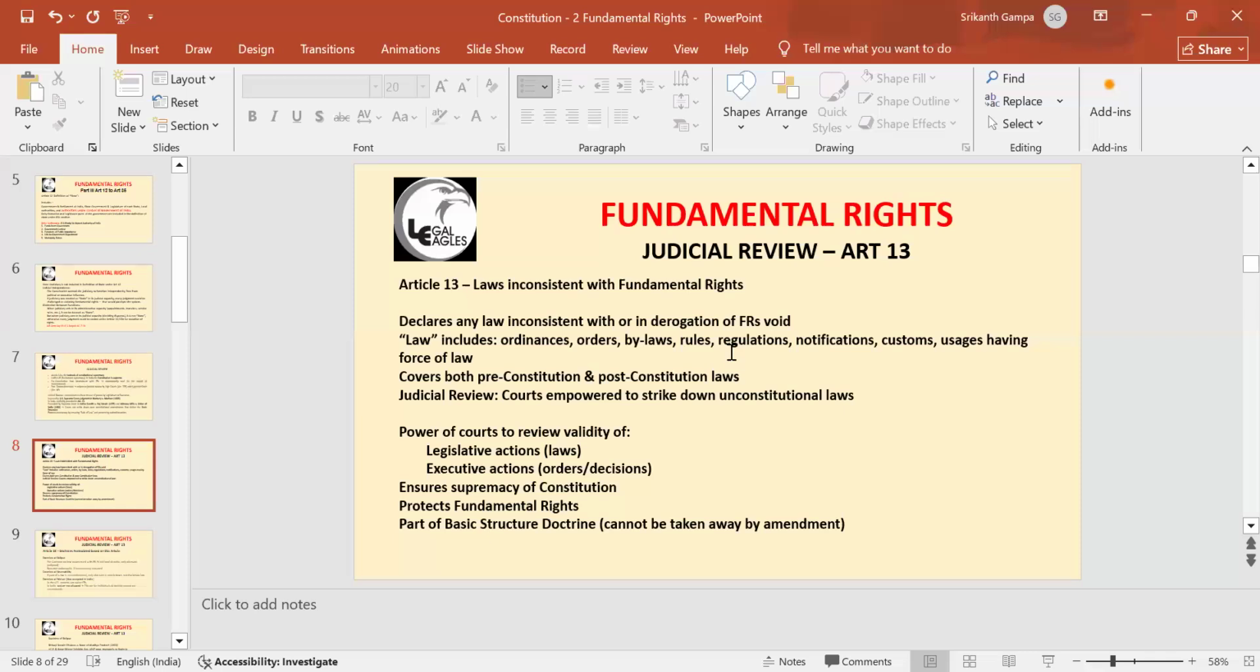Courts are empowered to strike down unconstitutional laws. This is the power of courts to review the validity of legislative and executive actions. This ensures supremacy of the Constitution and protects fundamental rights. It is part of the basic structure doctrine and cannot be taken away by any amendments. This is part of the basic structure doctrine, which I was talking about in the previous session on fundamental rights. I defined what things are included in the basic structure. So anything disturbing that basic structure, the court will review and strike it off if it is not in line with constitutional law.